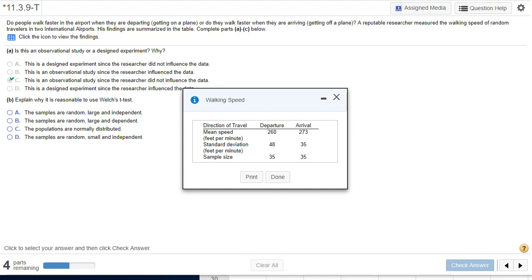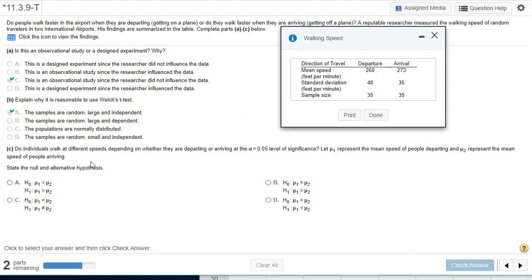And the samples are obtained using a simple random sample, and it appears that they are, where it says that a reputable researcher measured the walking speed of random travelers. They didn't look at just everybody getting off one plane. Maybe that plane was really late and they were trying to book it to another flight. So we're assuming that they did a random sample of this. And the sample can't be too big either. And we haven't talked a lot about that, but it can't be more than 5% of the overall population. So random, large, and independent. Sorry, I marked the wrong one. And independent.